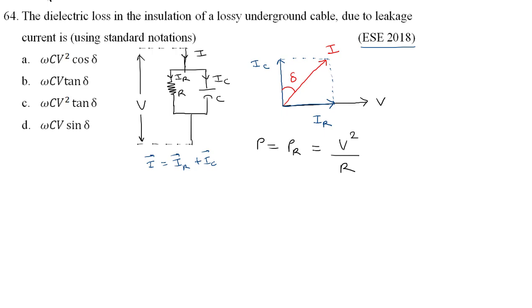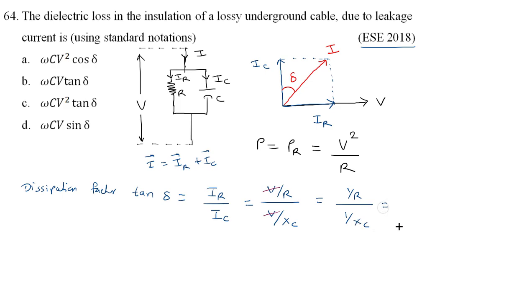Now there is one term called the dissipation factor, that is tan delta. Applying tan delta here, it is the opposite side, which is IR, divided by the adjacent side, that is IC. So this is nothing but the dissipation factor: tan delta equals IR by IC. By Ohm's law, IR is V by R and IC is V by XC. Now V and V will get cancelled. In the numerator we get 1 by R divided by 1 by XC, so XC goes in the numerator and R in the denominator. What is XC? XC is 1 upon omega C. So the dissipation factor tan delta is nothing but 1 by omega C R.